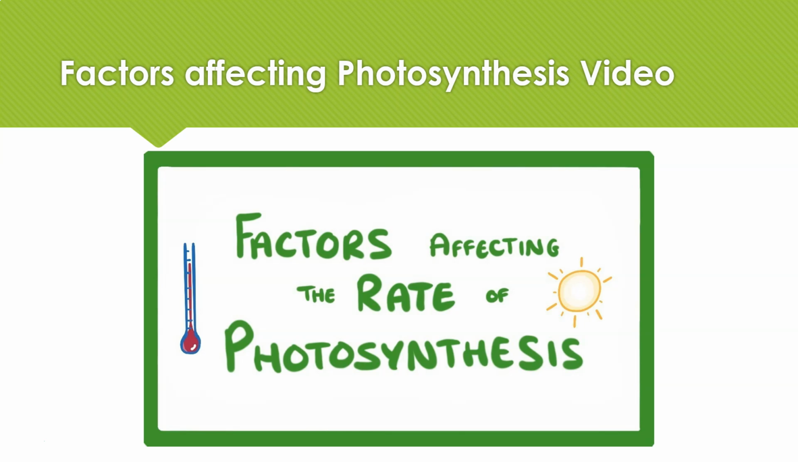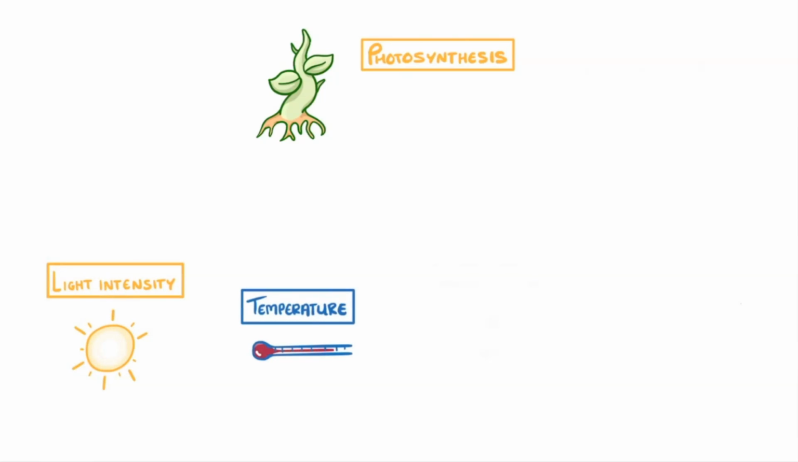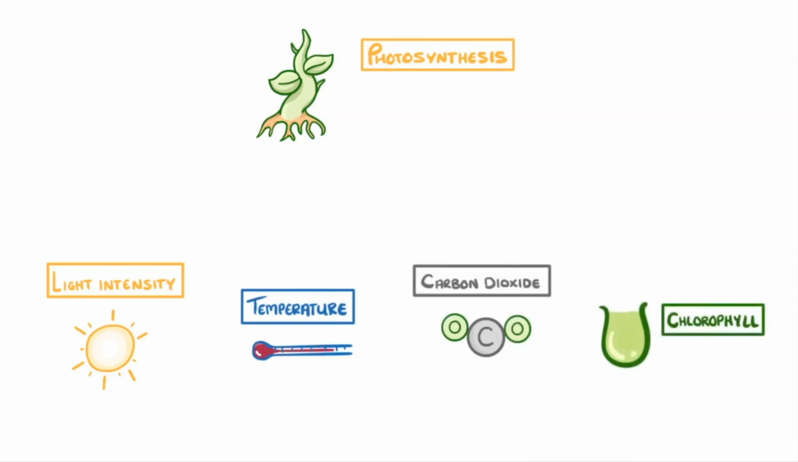Okay, so we're going to watch a little video just recapping some of these factors that affect photosynthesis. We saw in the last video that plants need to carry out photosynthesis in order to survive. The rate at which they can do this, though, is dependent on four main things: light intensity, temperature, the concentration of carbon dioxide in the air, and the amount of chlorophyll that the plants have. So in this video, we'll explore how each of these affects photosynthesis, and how we can show it using graphs.